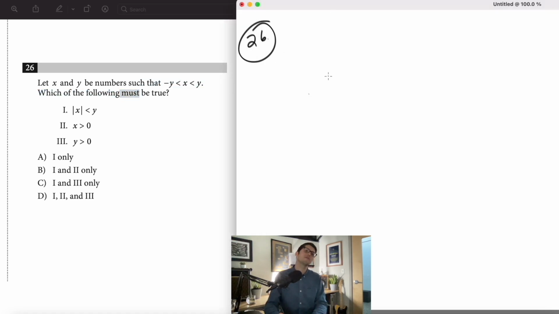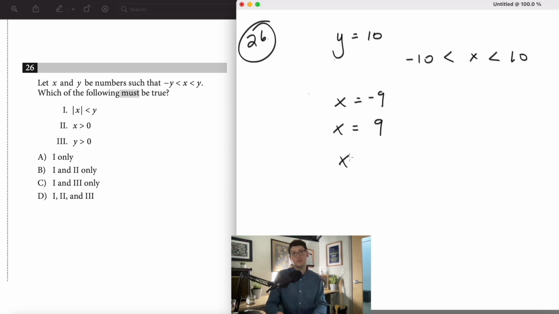So, I don't know, let's try, let's make y equal 10. Then negative 10 is less than x, which is less than 10. So x could be a few values here. X could be equal to negative 9, x could be equal to positive 9, x could be equal to 0.